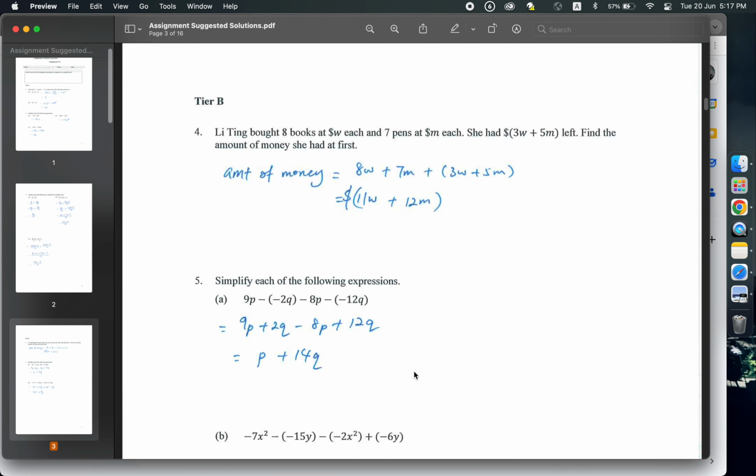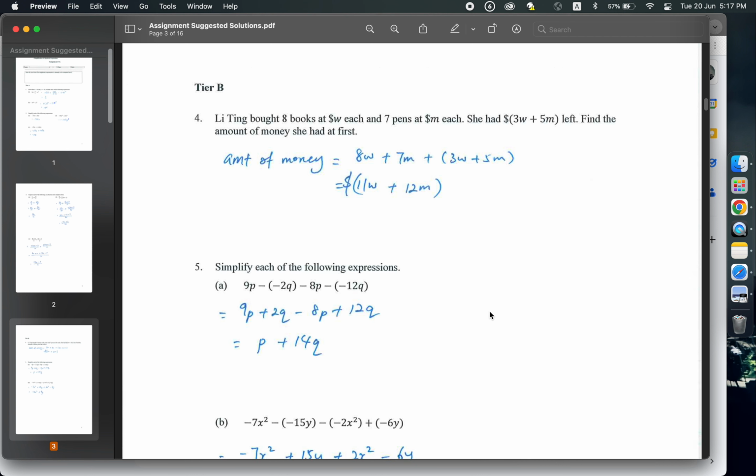Next question. Li Ting bought 8 books at $W each and 7 pens at $M each. She had 3W plus 5M left. Find the amount of money she had at first. So the amount of money spent on books is 8W. Amount of money spent on pens is 7M. And then these are the remainder. So we add them all together. In the simplest form, it will be 11W plus 12M.